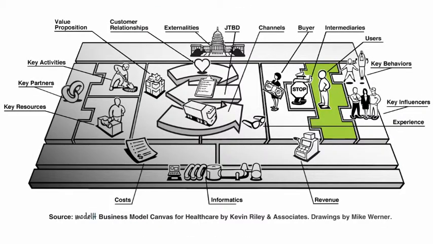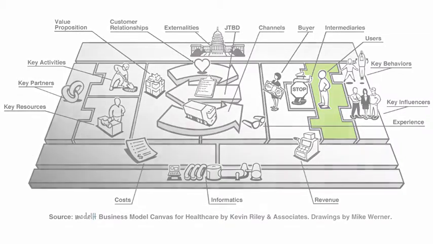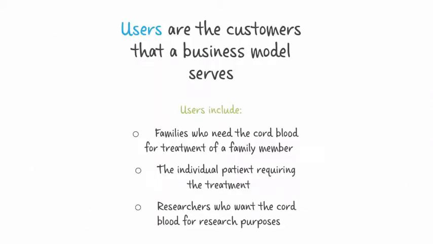Users are the customers that a business model serves. In this business model, users include families who need the cord blood for treatment of a family member or themselves, the individual patient requiring the treatment, and researchers who want the cord blood for research purposes.